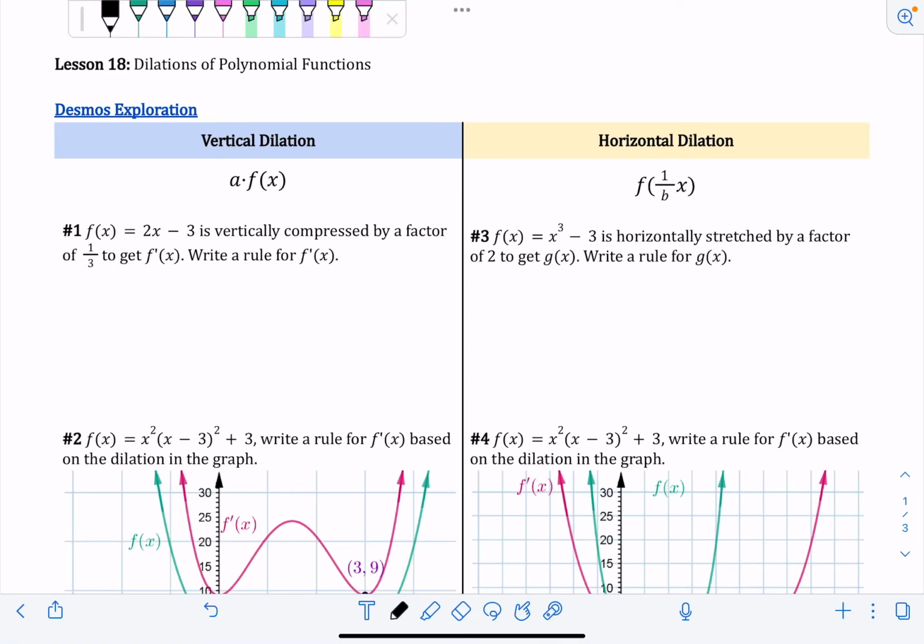Lesson 18 is dilations of polynomial functions. So we've done translations, and that's where you shift a function left or right or up or down. Dilation is when we change kind of like the shape of the function by multiplying in a scale factor. So before we get into the actual notes, we're going to go through another Desmos exploration.